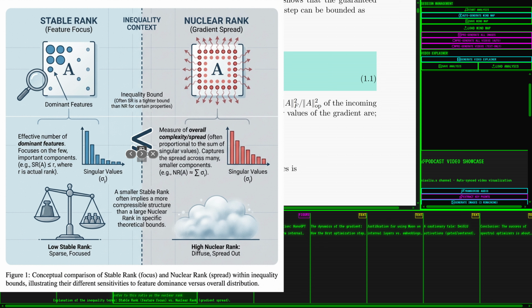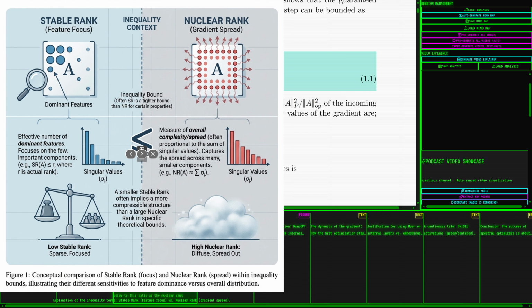And this is where it all clicks into place. The central condition, the thing that predicts when spectral descent wins, is just that the nuclear rank of the gradient has to be greater than or equal to the stable rank of the activations. That's the inequality: NR(G) is greater than or equal to SR(A). So spectral methods win if the optimization signal is really spread out relative to how degenerate the features are?